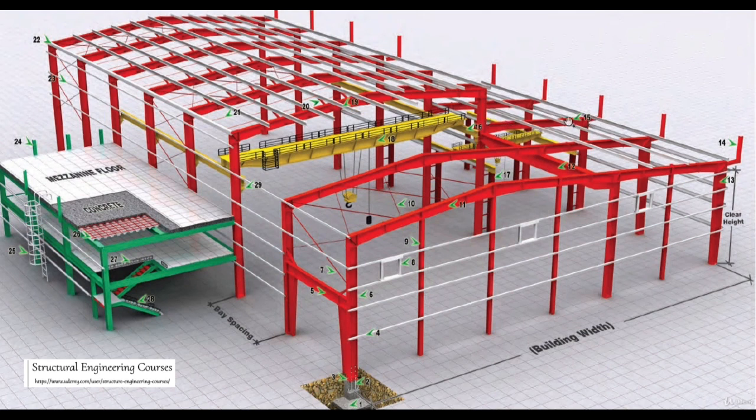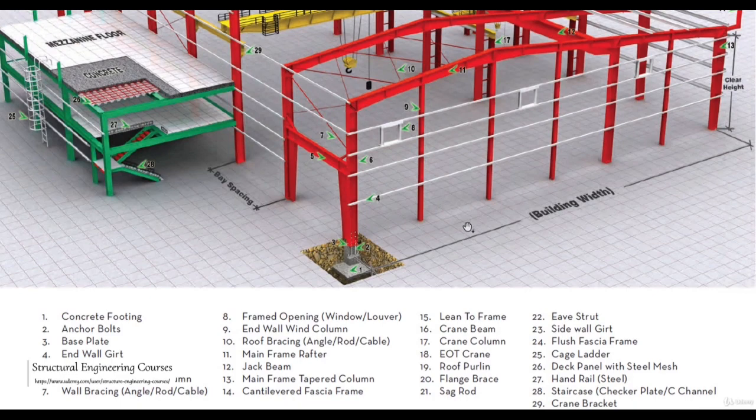So this is basically a lean-to frame, that is a single-sided frame. This is only one sloping arrangement here, so that is why it is being called a lean-to frame. Number 16 is the crane beam.